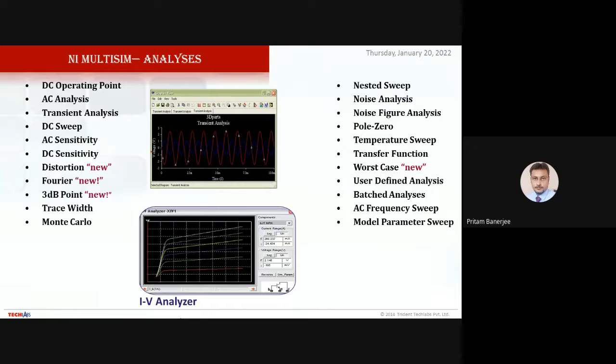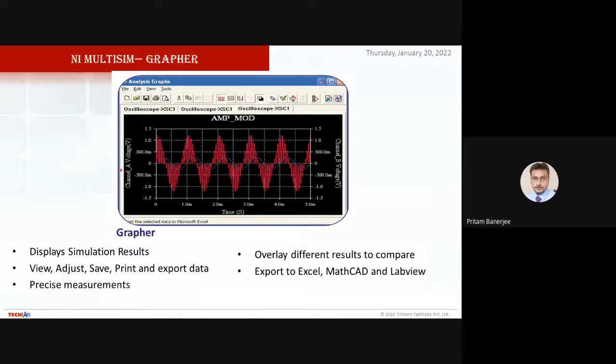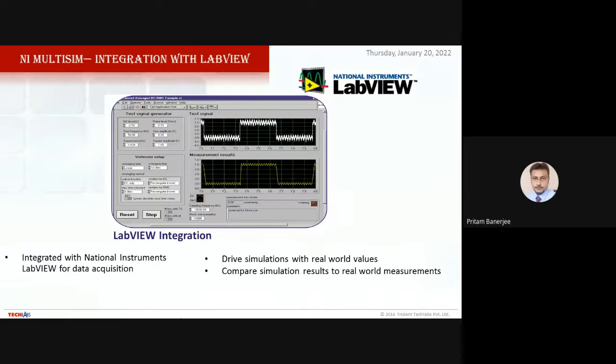Different types of analysis: DC operating point, AC analysis, transient analysis, DC sweep, pole zero analysis, temperature sweep, frequency sweep, nested sweep, noise analysis. All those analysis options are available, more than 20 analyses. From the graph window we could visualize the graph, as well as save the graph. We could save the data points in Excel format or Mathcad format, as well as in LabVIEW format also.